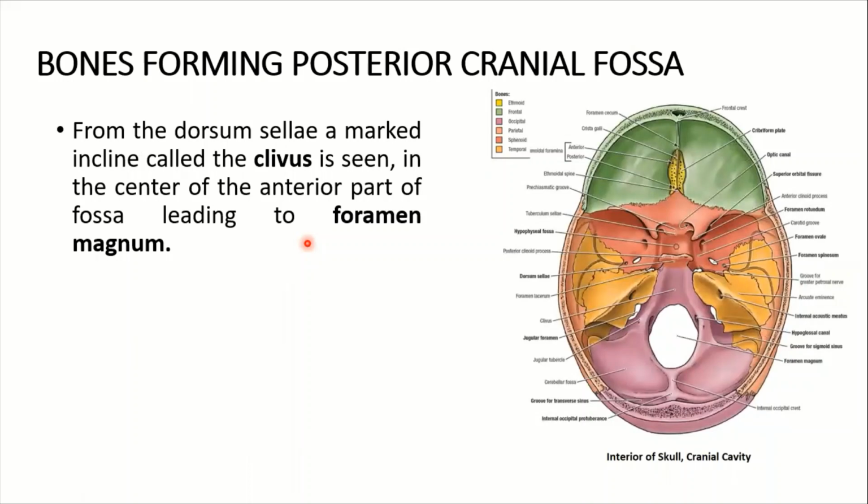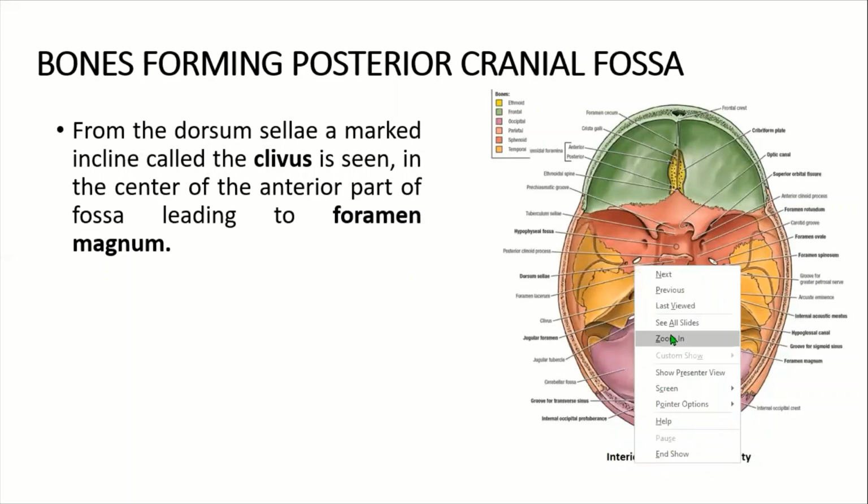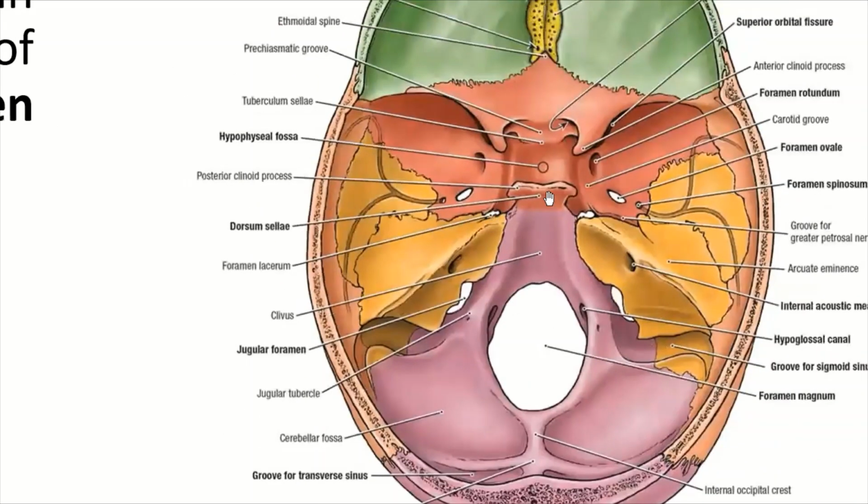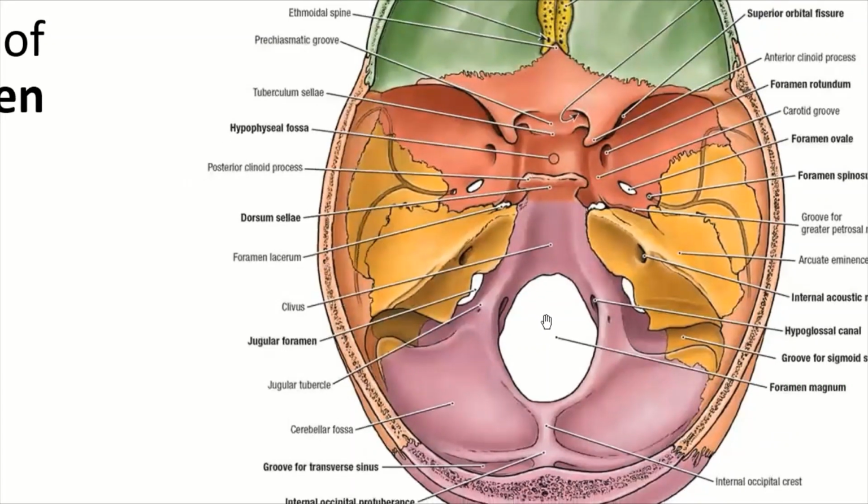From the dorsum sellae, a marked incline called the clivus. So let's see what the clivus is. It is seen in the center of the anterior part of the fossa, leading to the foramen magnum. Yes, here you see, this is the dorsum sellae, and this is an inclination, a slope, the clivus, right? This is the clivus that leads into the foramen magnum.